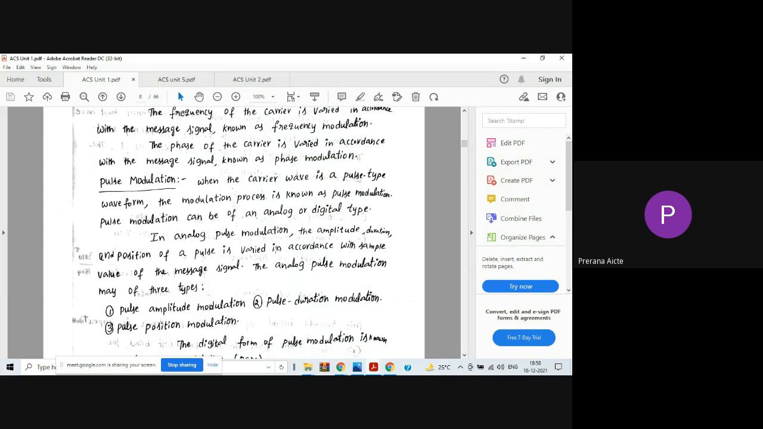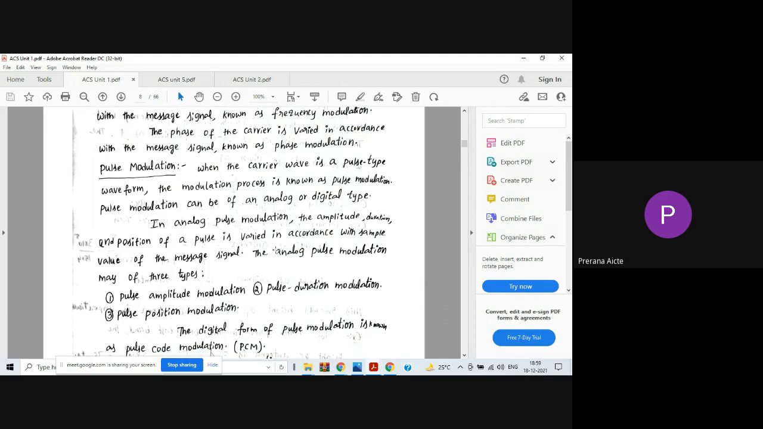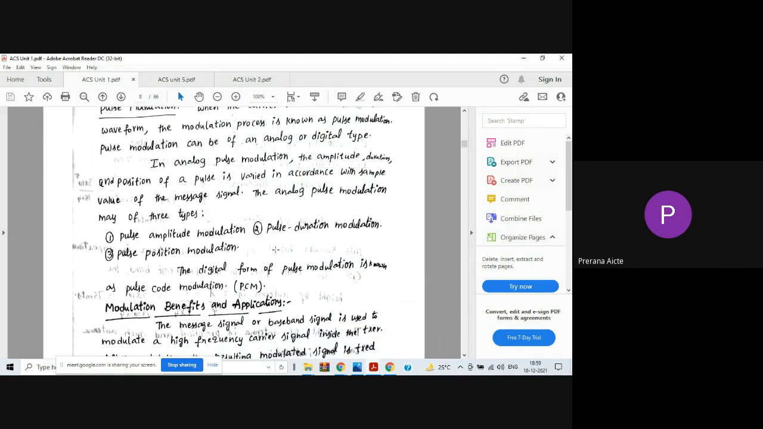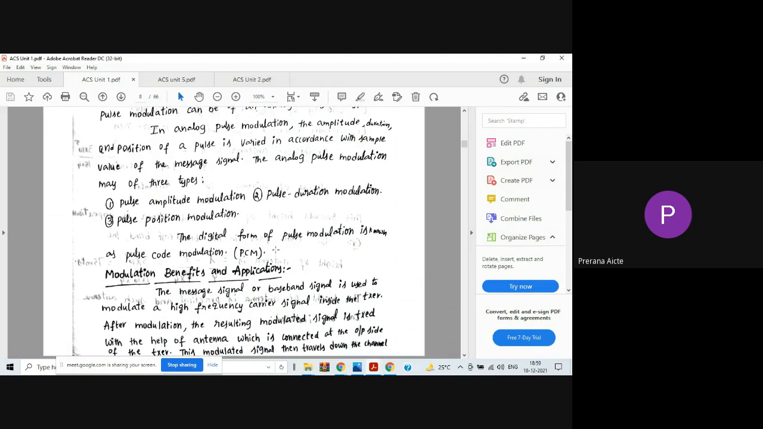The other technique is pulse modulation. What do you mean by pulse modulation? Whenever the carrier signal is of pulse type. Previously in analog modulation, both the message signal as well as the carrier signal are continuous in nature. Whereas in pulse modulation, we use the message signal as a normal low frequency sinusoidal signal, but the carrier is a pulse type waveform. Then we call that process pulse modulation. What are the types of analog pulse modulation techniques? There are mainly three types: pulse amplitude modulation, pulse duration modulation, and pulse position modulation.